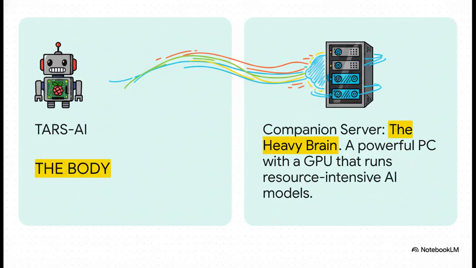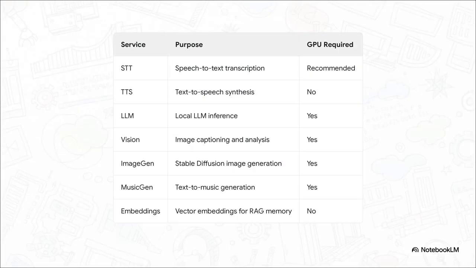But all the heavy lifting, the really intensive AI thinking, well, that's the heavy brain. It's offloaded to a companion server, your powerful home PC, or a server with a beefy GPU that can run those huge, demanding AI models. But here's where it gets really powerful. It's all about modularity. The companion server can run all these different AI services, and they're optional. You can fire up local language models, give TARS vision to understand what it sees, generate images with stable diffusion. You can even have it generate music. It's like an all-you-can-eat buffet of AI powers that you can just pipe right into your little robot.